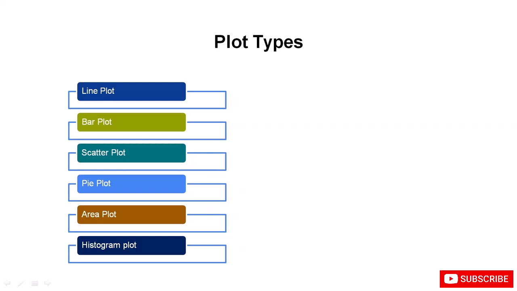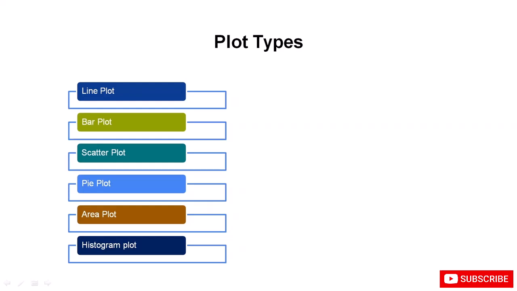And last, histogram plot. So here you will see the data remain distributed, whereas if you go for bar graph, you go for two entities to be compared. Both histogram and bar plot look similar, but they are used in different scenarios.